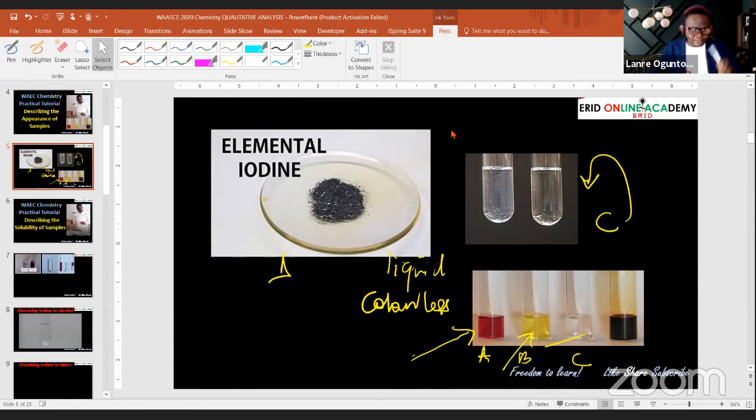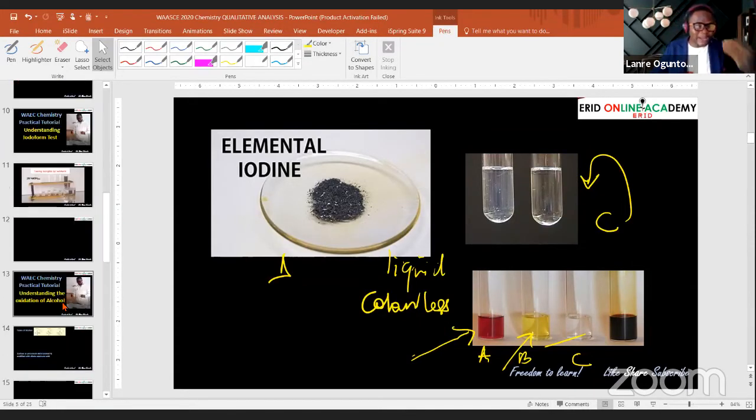Then if you look at that sample, if you did it properly in the laboratory, it gives you this kind of sublime nature. You will see something like purple around it. If you look at this Petri dish, that is something you will see. It looks as if it is stained with some brown vapor. So that gives you an idea that this substance is one that sublimes. So it's a dark, it's a black crystal.